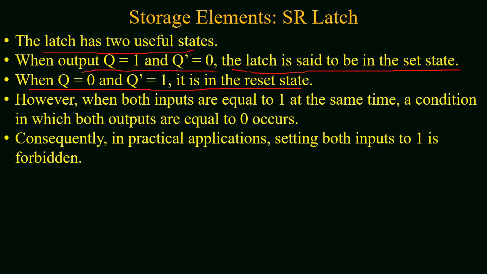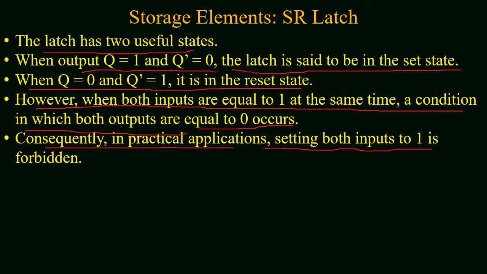However, when both the inputs are equal to 1 at the same time, both outputs are equal to 0. Consequently, in practical application, setting both inputs equal to 1 is forbidden, because we have defined earlier that both the outputs will be complement of each other, where in this case, both the outputs are equal. So, setting both inputs equal to 1 is a forbidden state.